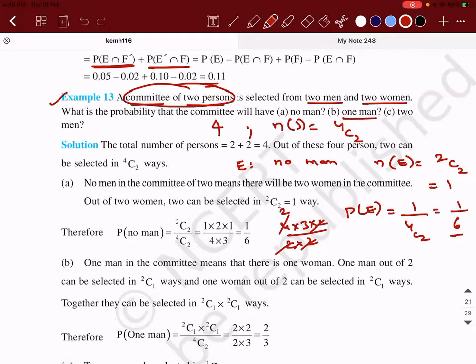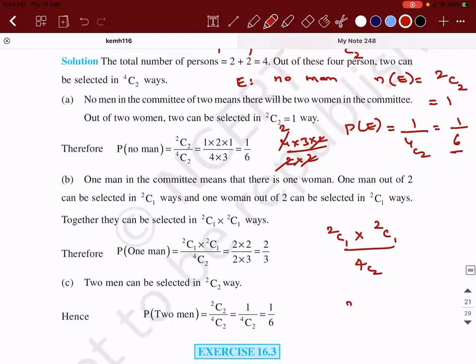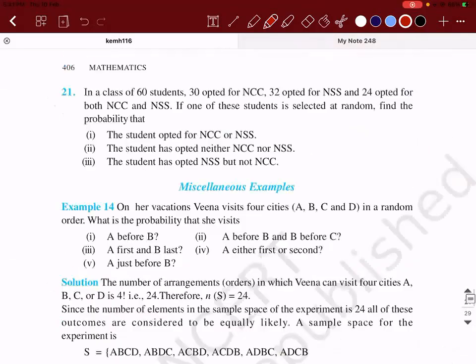Now you guys tell me, what is the probability of exactly choosing one man? The denominator is still 4C2. How will you choose one man? From the 2 available men, you need to choose one, and the remaining one should be selected from the 2 available women. So that will be 2C1. And the probability of choosing 2 men is again 1 by 6, since 2C2 divided by 4C2 gives 1 by 6. So give me a confirmation. Is it clear? 16.3 and miscellaneous, you guys can handle it.